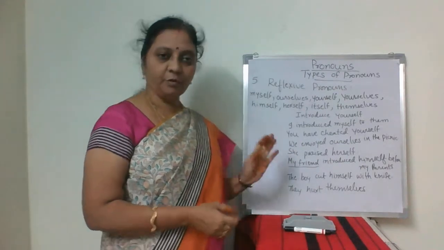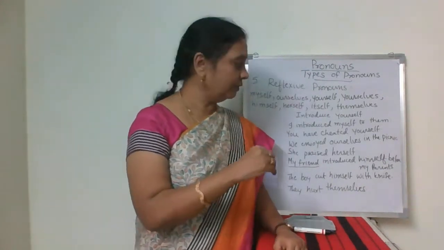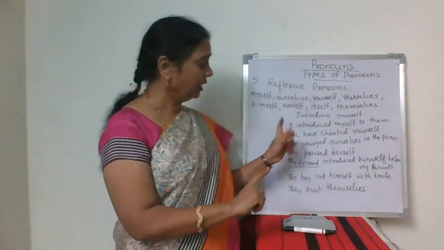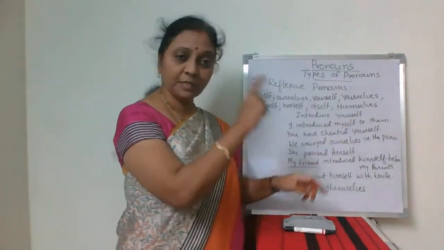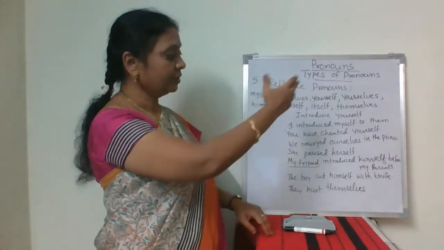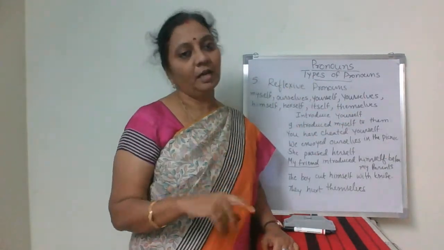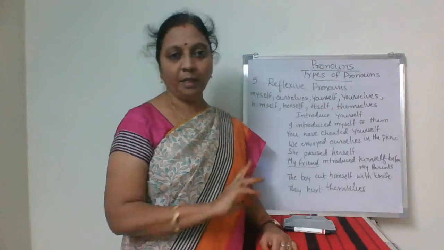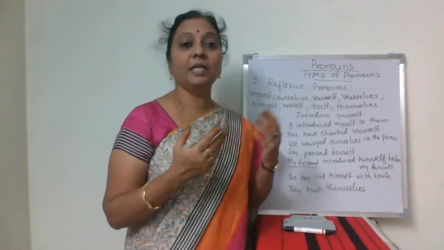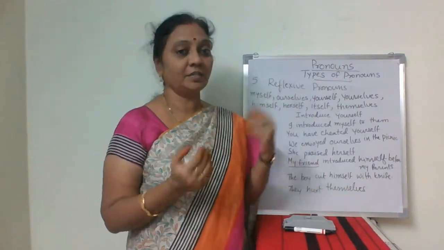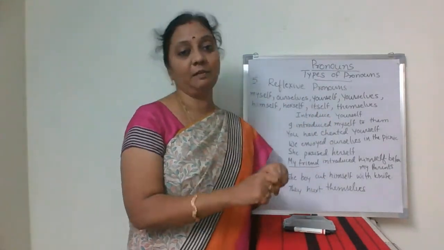Let us observe a few more examples, then you can understand in a better way. I introduced myself to them. I and myself, that reflexive form only, based on the subject, whatever reflexive form is there, that only you should use. I introduced yourself to them, wrong. I introduced himself to them, wrong. I introduced him, you can write, but I introduced himself, you should not. I introduced I, that is also wrong. I introduced me, that is also wrong. Then what is the correct word? I introduced myself to them.